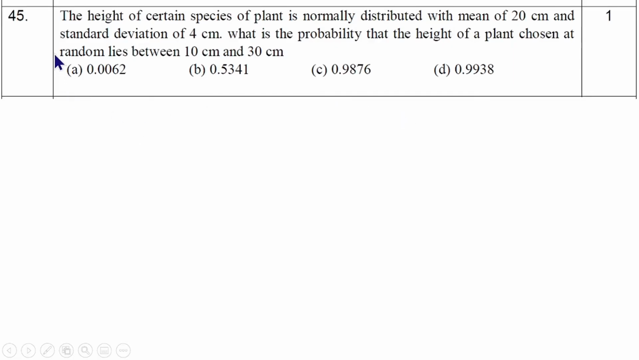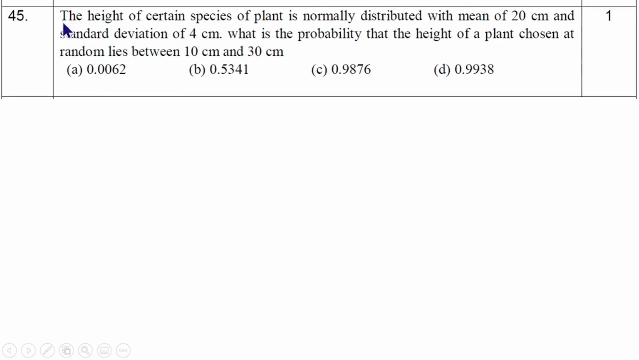The next question: the height of a certain species of plant is normally distributed with mean equal to 20 centimeter and standard deviation of 4 centimeter. What is the probability that the height of a plant chosen at random lies between 10 centimeter and 30 centimeter?